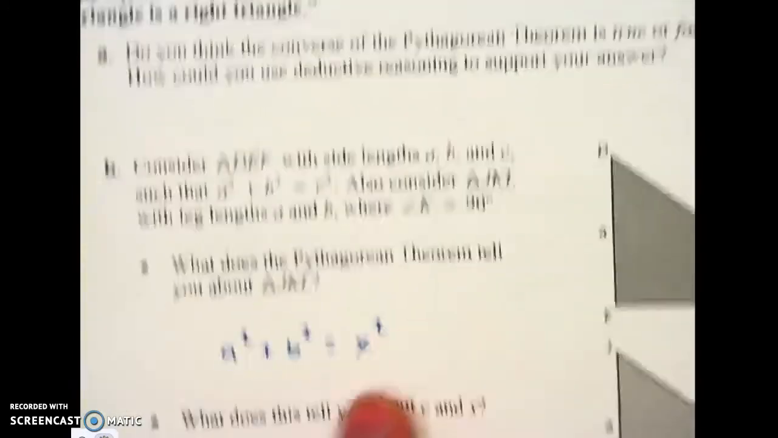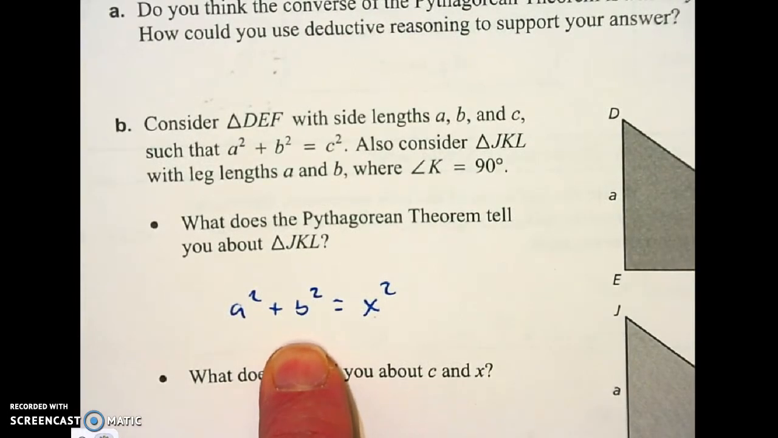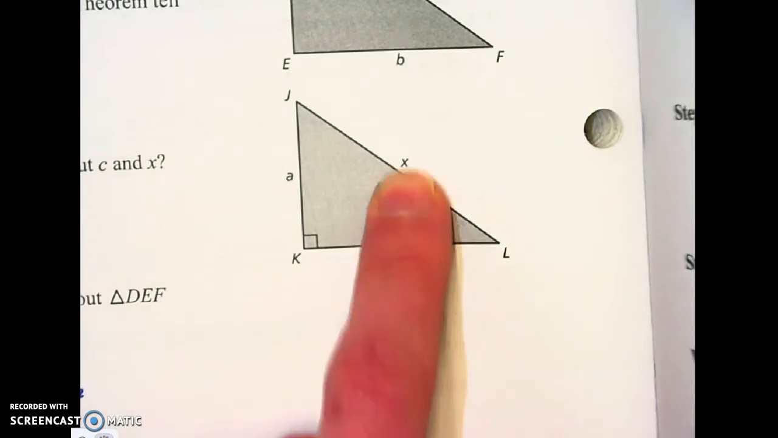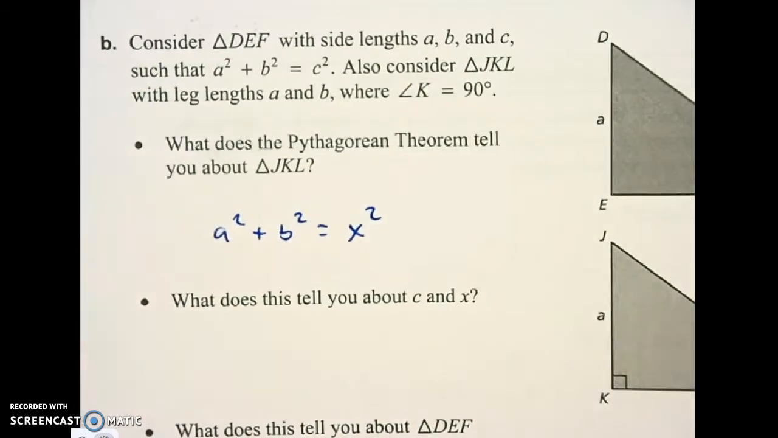On the next page, something that might help you get started right here is, what does the Pythagorean theorem tell you about triangle JKL? Well, A squared plus B squared equals X squared. That might help you get started on that.